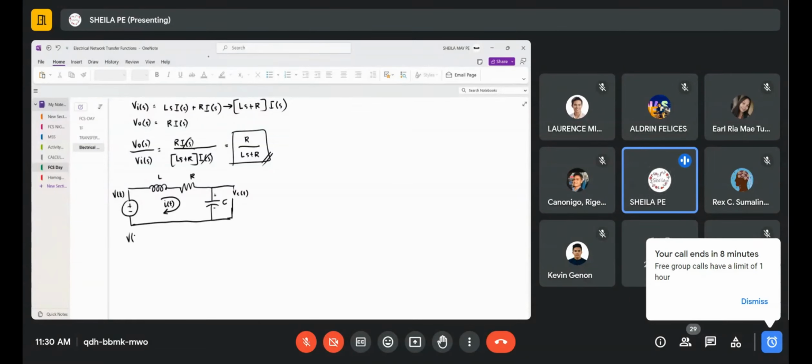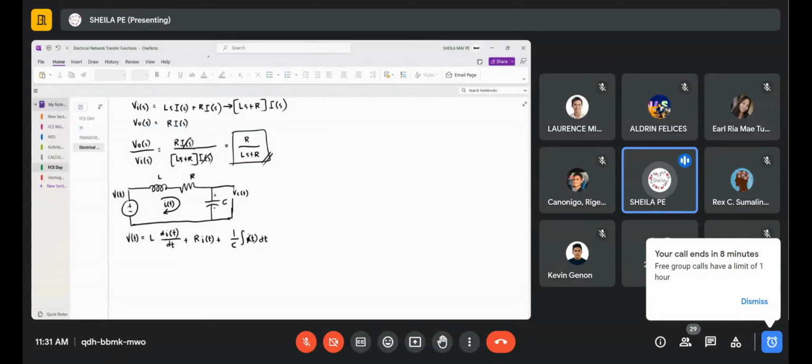So V(t) equals our L, that's L di(t) over dt, plus R i(t), and we have our capacitor, 1 over C, integral of i(t) dt.